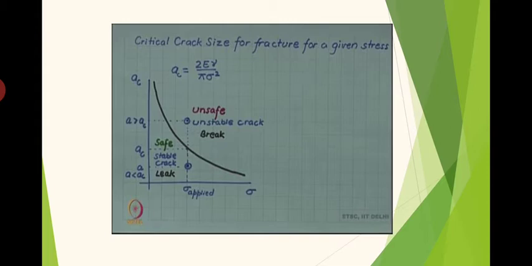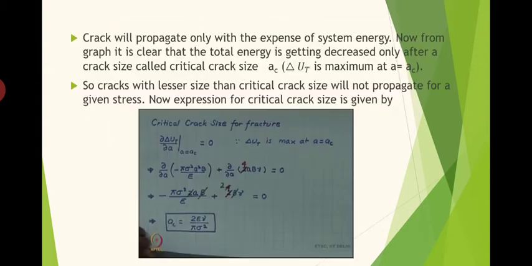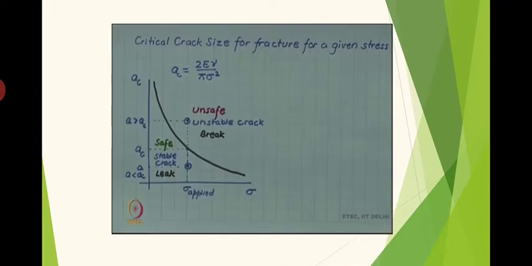Now with the data we have acquired, we can draw a graph something like this: critical crack size for fracture for a given stress. For a given particular stress sigma, this much is the AC value. If the stress is increased, you can see some dependency here. AC depends directly on the modulus of elasticity and surface energy, but inversely on sigma square. If you plot a graph like this, on the y-axis I am taking critical crack size AC, and along the x-axis I am taking sigma.